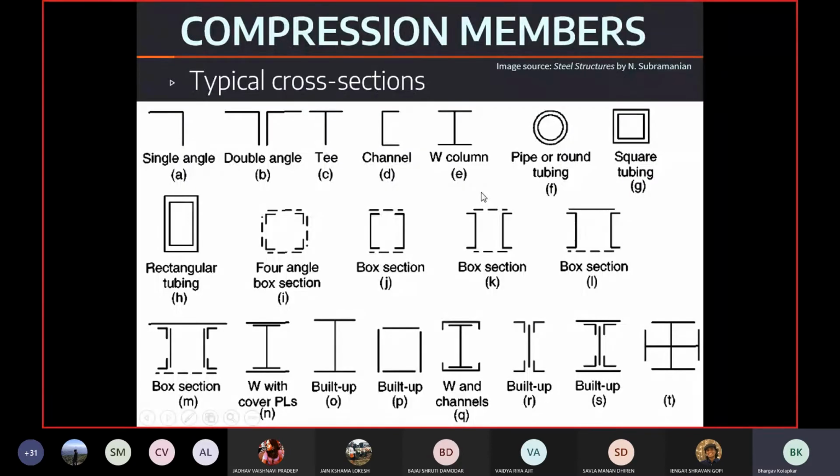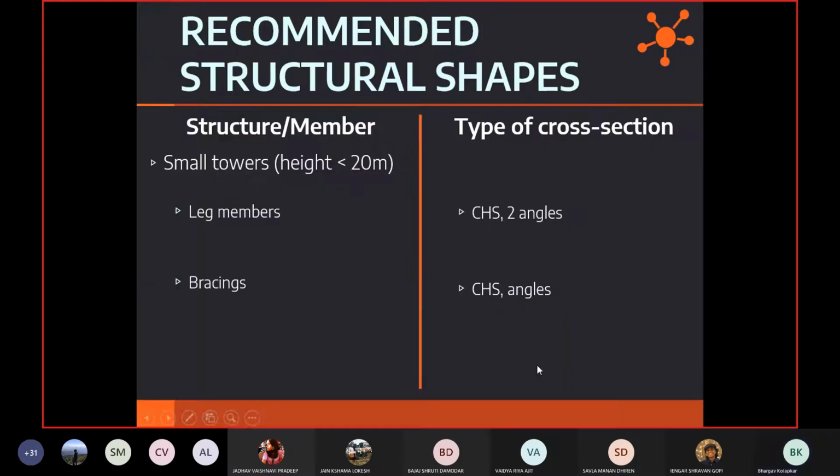So this is how two channels with a plate look like, and this is how four angles with the plate look like. So you can either make a built-up I section out of it. You can also make a built-up box section out of it by using four angles and plates. Then if you have small towers, then for the leg members or for the columns, you can use circular hollow sections, or you can use two angles.